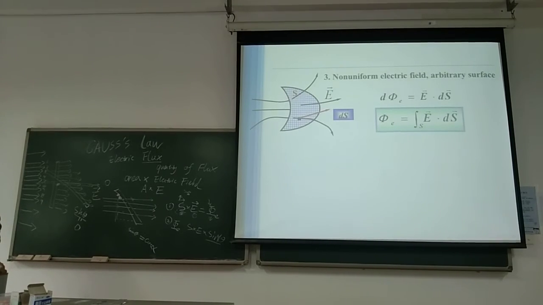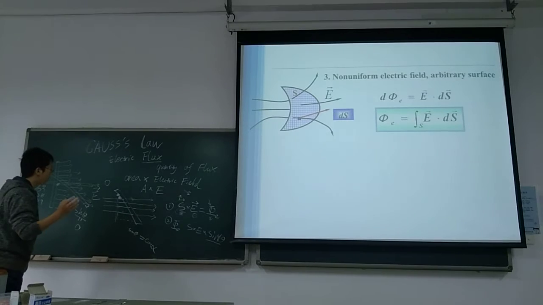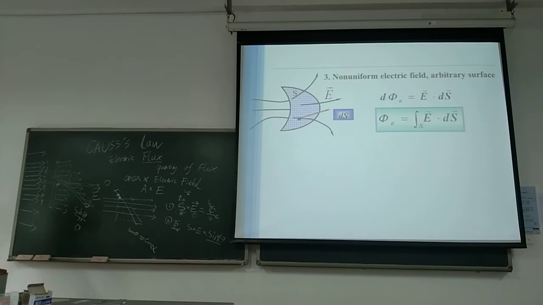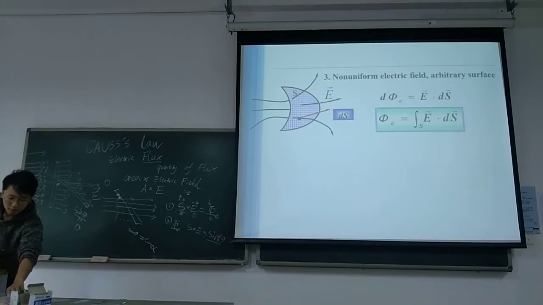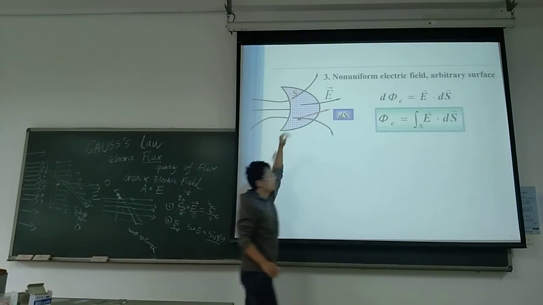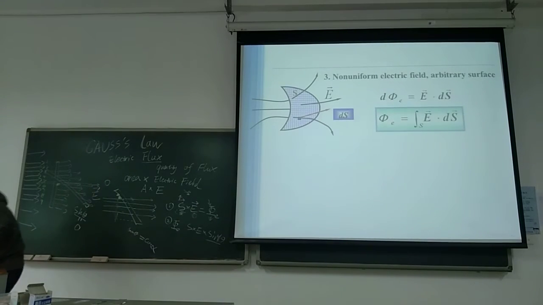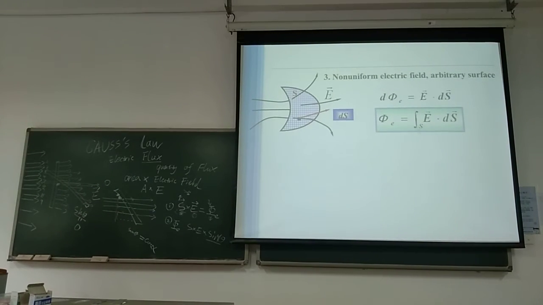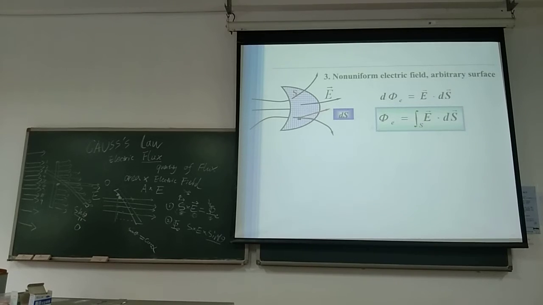If it is a non-uniform electric field and an arbitrary surface, we are back to the integral. We need to divide the surface into numerous parts and do the integral. That will be specialized by a certain question and it is unknown here.